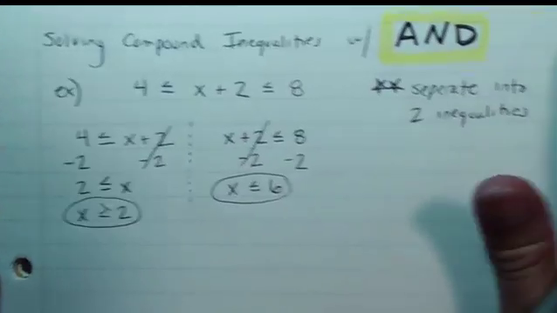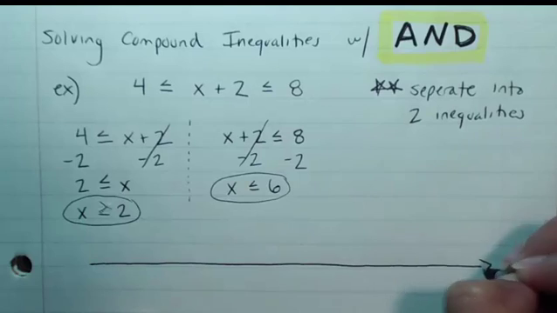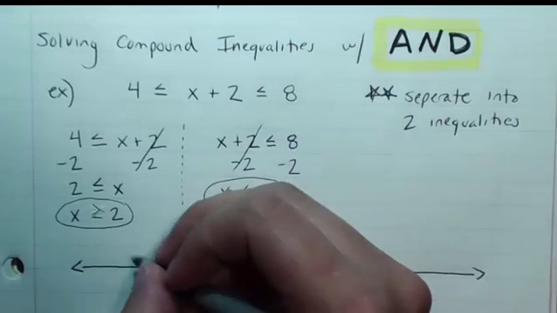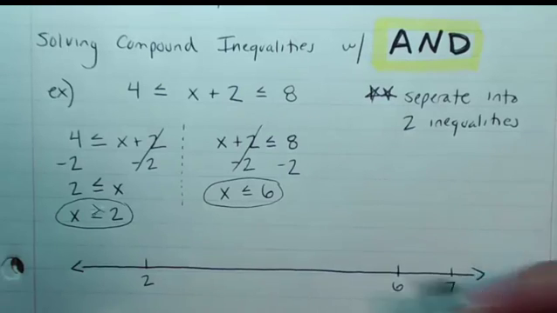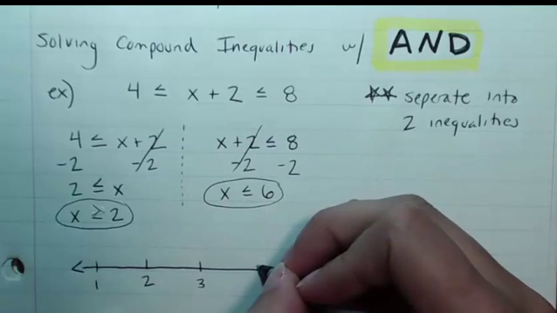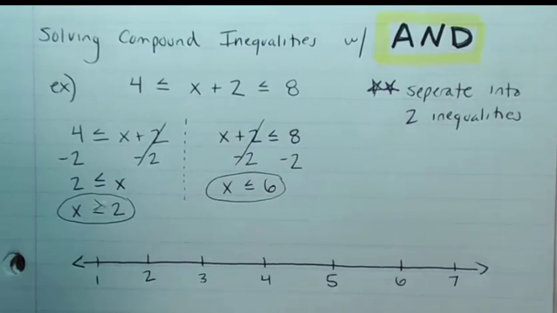Make a big number line. I know I have to have 2 and 6 on there, so I'm just going to put 2 on the far left, 6 over here, put 7, 1, and everything in between. So 2, 3, 4, 5, 6, and 7. Now let's graph what we know, one at a time.